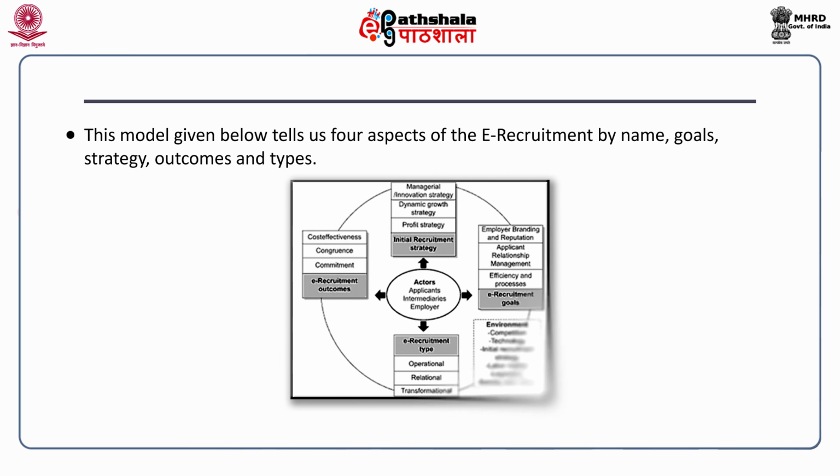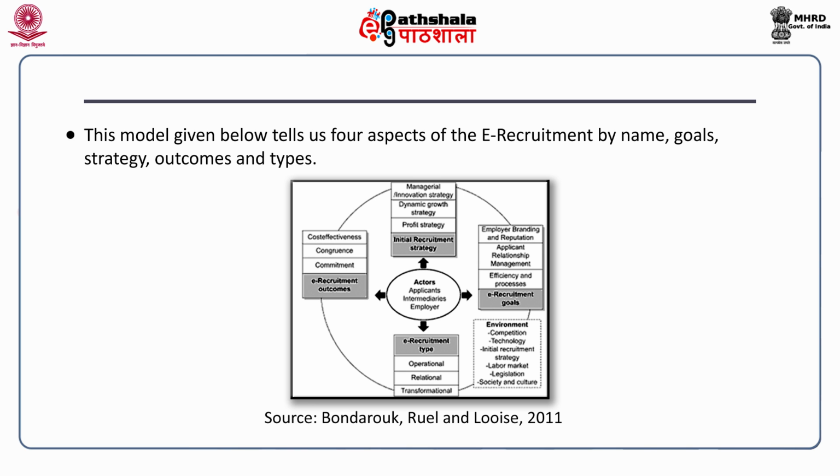This model given below tells us the 4 aspects of e-recruitment by name: goals, strategy, outcomes and types. As we can see, what exactly can be the initial recruitment strategy? It can be managerial innovation strategy, dynamic growth strategy or profit strategy. What can be the e-recruitment goals in that case? Employer branding and reputation, applicant relationship management, efficiency and processes.